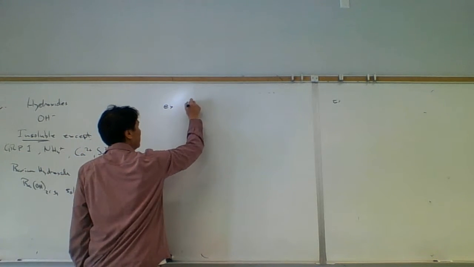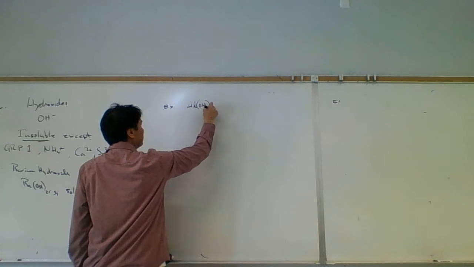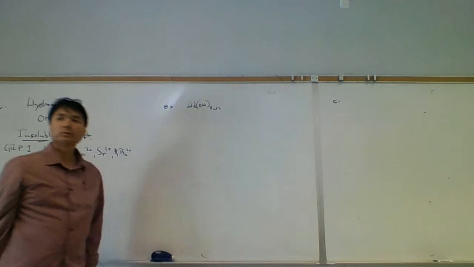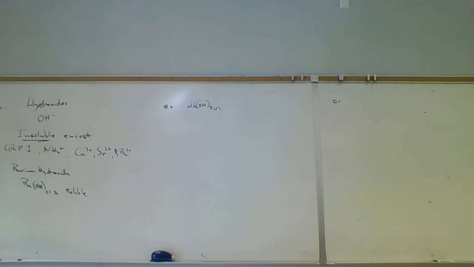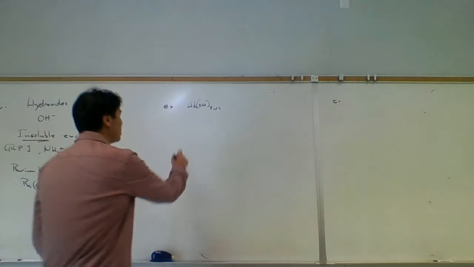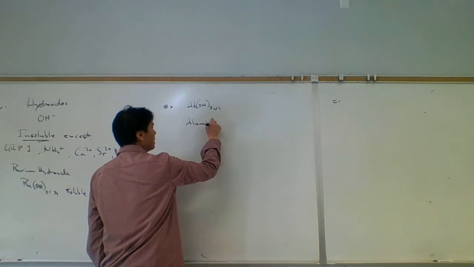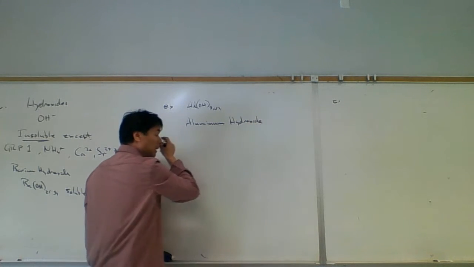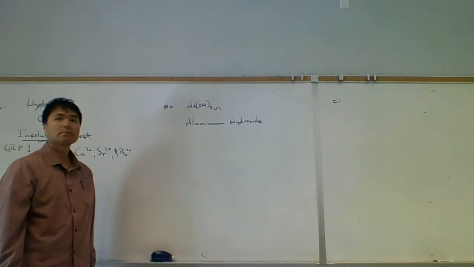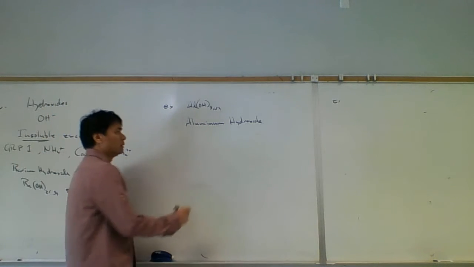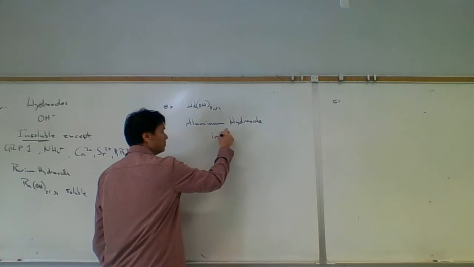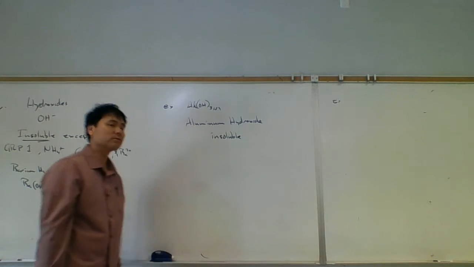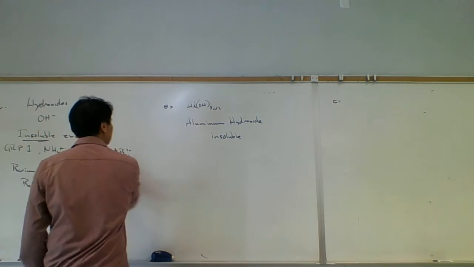How about this? AlOH3. What's this called? Yeah, aluminum hydroxide, right? Aluminum hydroxide, is it soluble or insoluble? Aluminum hydroxide is insoluble. So it's not one of the exceptions, therefore it's going to be insoluble. The exceptions being these here.